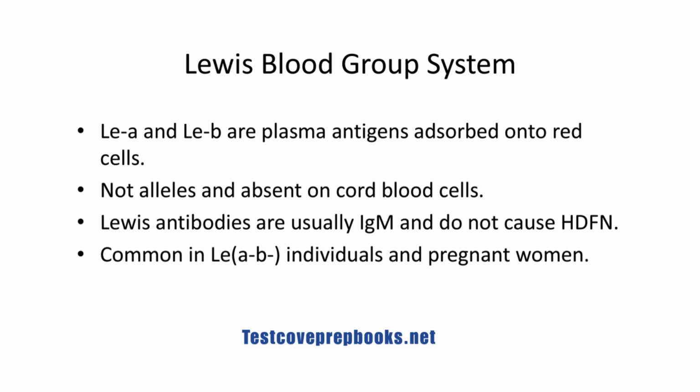Lewis antibodies are usually found in individuals who are Lewis A and B negative, meaning they lack both Lewis A and Lewis B antigens. These antibodies are often seen in pregnant women who may temporarily become Lewis A or B negative due to changes in antigen expression during pregnancy.